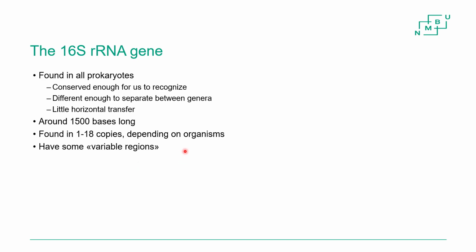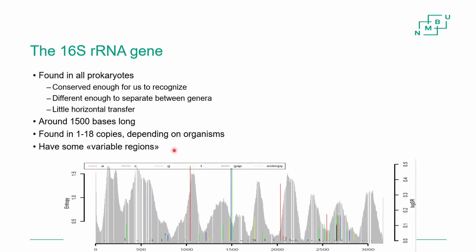Yeah, this 16S gene also has what we call variable regions, and here is a figure from an old publication of ours. And along the x-axis here you have the position. And notice this is more than 1500 positions. This is like over 3000 positions.